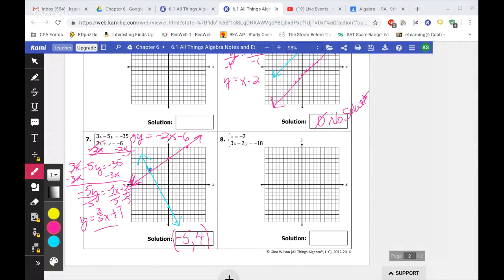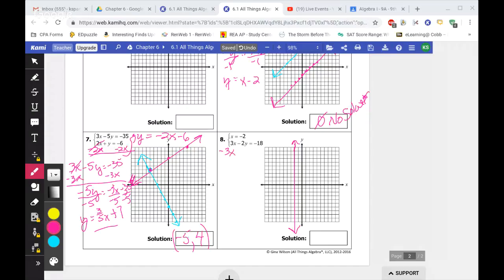All right, number 8, x equals -2 is a vertical line. So I can just draw that. It's going to be a straight line through x equals -2. The second equation, we have to get into slope-intercept form.